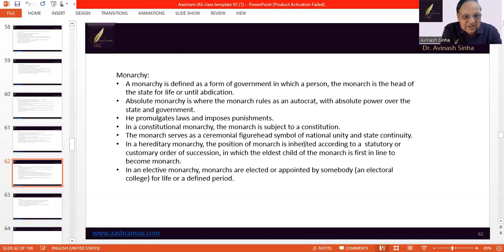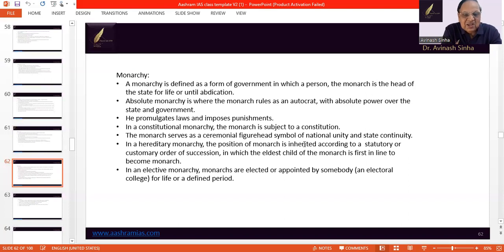Now, the second form of monarchy is constitutional monarchy. Here, the monarch is not absolute. He is not holding absolute power. Rather, he is subject to a constitution. The monarch serves as a ceremonial figurehead, symbol of national unity and state continuity.